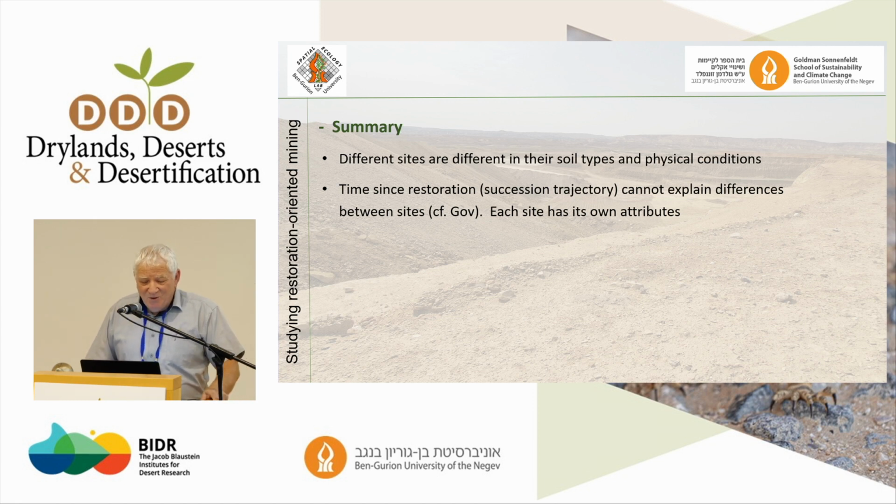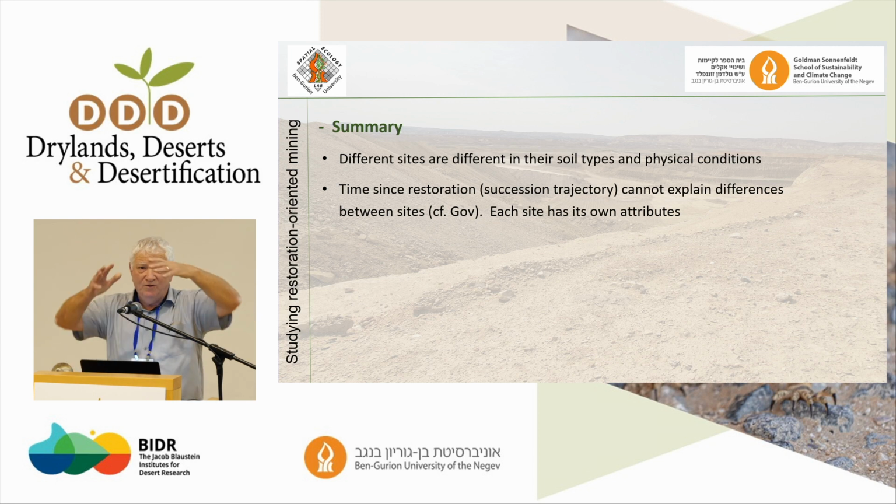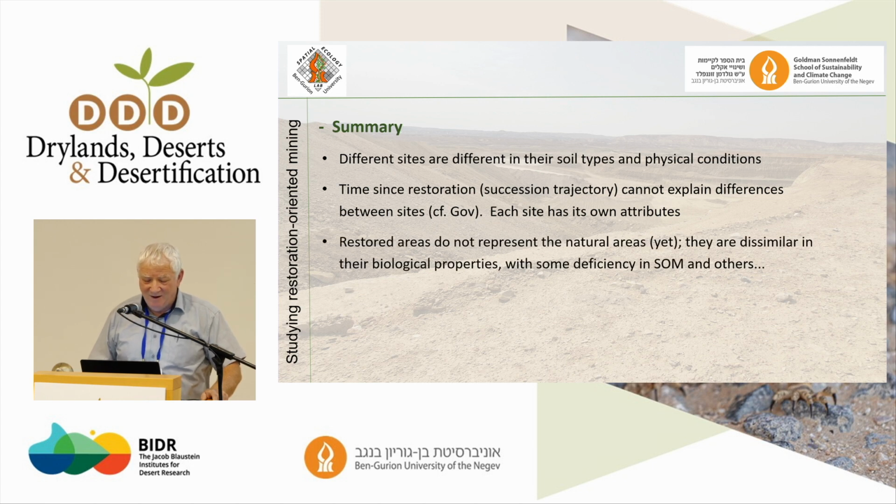Another disappointment was that time since restoration, the succession trajectory, cannot explain differences between sites, because we really hoped that if we have different years from restoration, we'll be able to get a trajectory and then infer about the processes and maybe use it for restoration for the entire area. No, again, each site has its own attributes, its own personality.